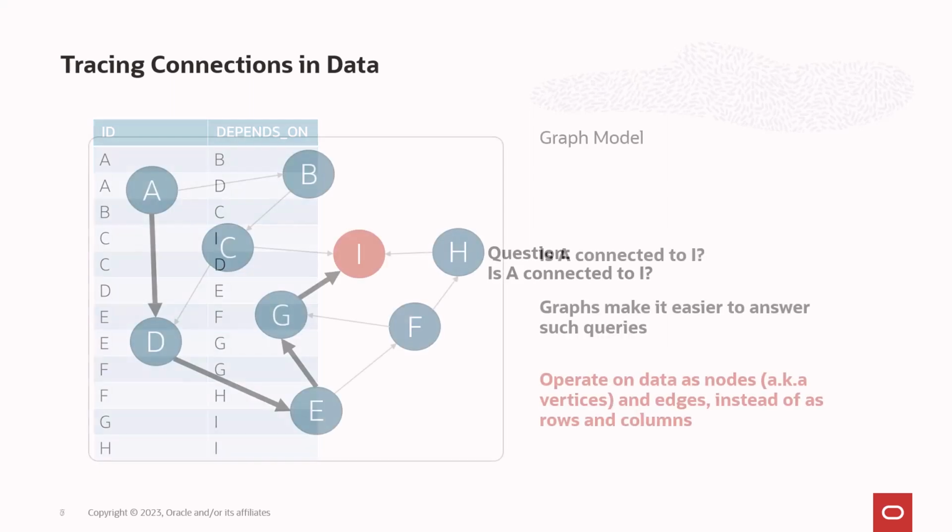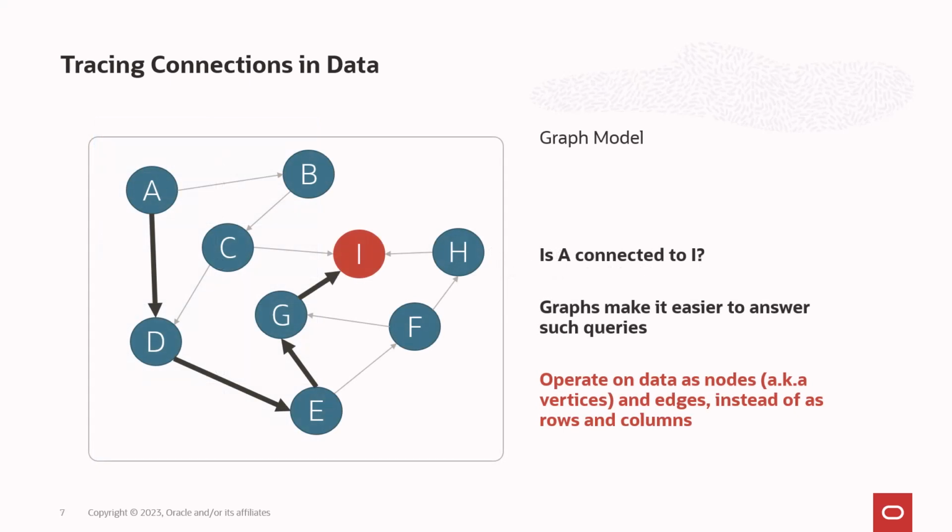However, if we were to represent the same data in a graph, that would really help to answer the question. It even becomes quite easy and obvious, and we can ask other questions about connections, like which nodes are directly connected to node I, or even which nodes are indirectly connected to node I through multiple hops, or even what's the shortest path between node A and node I, that sort of thing.